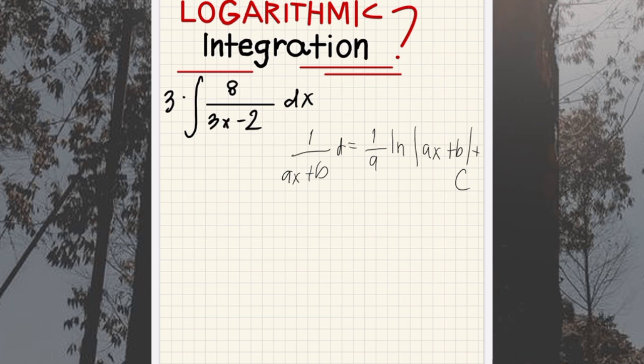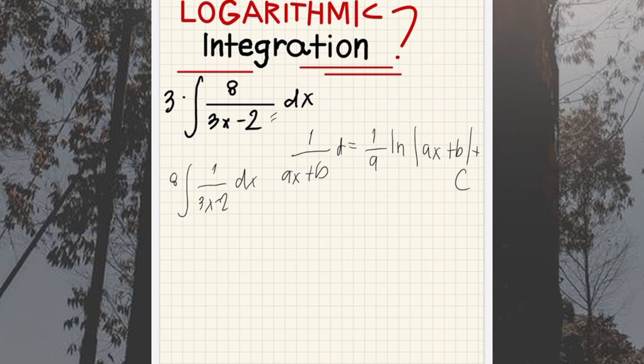And we start with this problem: the integral of 8 over 3x minus 2. So factor the constant 8 outside the integral. So 8 times the integral of 1 over 3x minus 2 dx. Now apply the logarithmic rule.